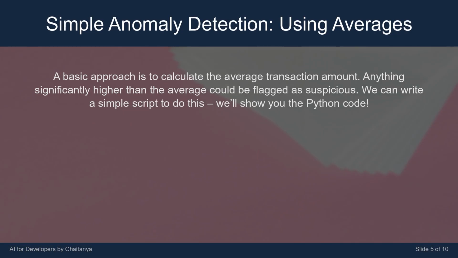A basic approach is to calculate the average transaction amount. Anything significantly higher than the average could be flagged as suspicious. We can write a simple script to do this. We'll show you the Python code.